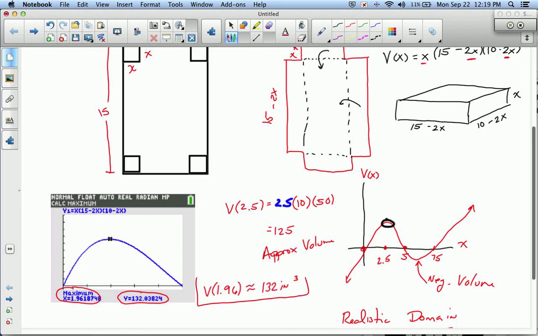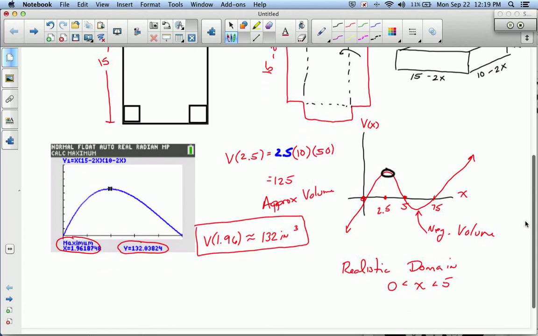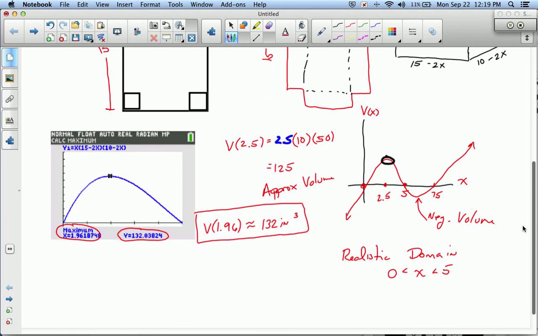A couple of different questions can come out of this. I can ask you for the maximum volume: 132 cubic inches. I could ask you for the size of the cutout that maximizes volume: 1.96 inches. I could ask you for the dimensions of the box that maximizes the volume, in which case you have 1.96, and then 15 minus what? Almost 4, so 11, and 10 minus almost 4, so 6. You'd say about 2 by 11 by 6. So a lot of different questions come from this problem. Make sure you're reading the question and know what you're answering.